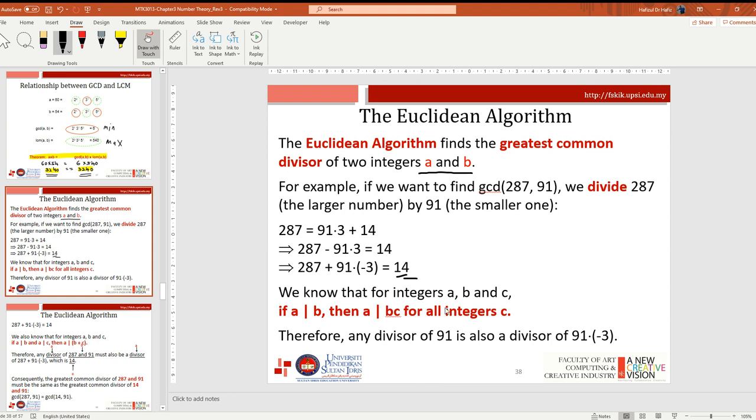If we know that for the integers a, b and c, if a can be divided by b, then a can also be divided by b multiplied by c for all integers c. Therefore, any divisor of 91 is also a divisor of 91 multiplied by 3. Okay, you can divide.